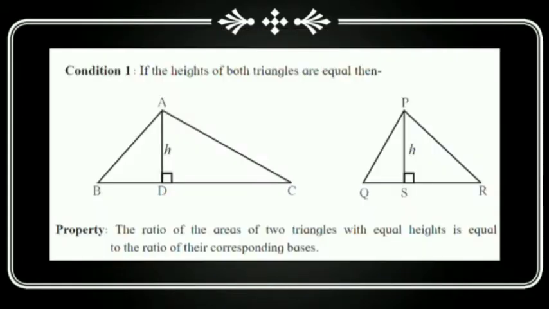Now we will discuss two conditions with solution. Condition first, if the heights of both triangles are equal, then property, the ratio of the areas of two triangles with equal heights is equal to the ratio of their corresponding bases. Condition first. Solution.